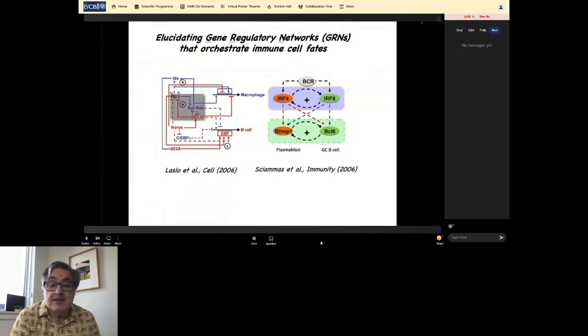And the one on the right is regulating a bifurcation that B cells undertake when they're activated to give rise to short-lived antibody-secreting plasmablasts or germinal center B cells that undergo this fantastical process of somatic hypermutation and affinity maturation, generating clones that secrete higher affinity antibodies to the antigen that instigated the response.